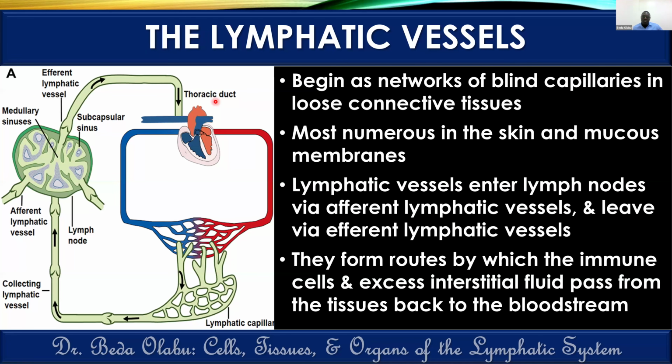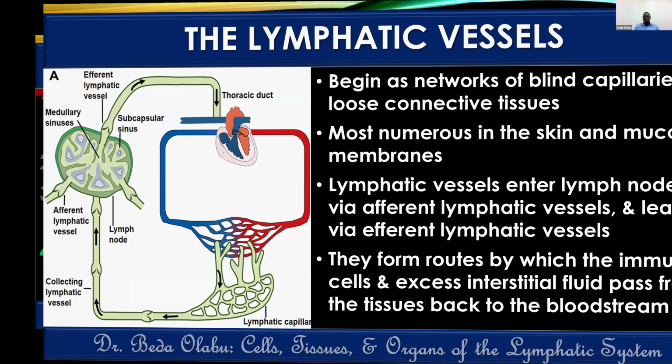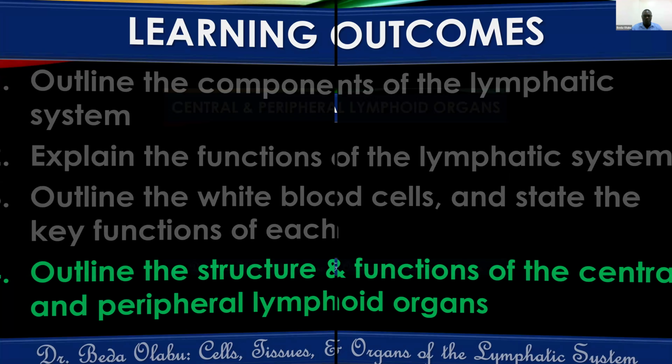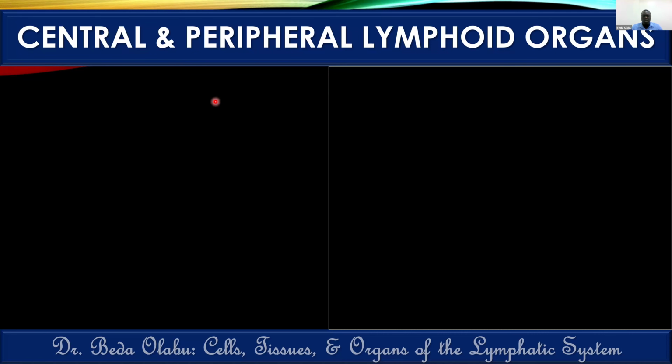Important to note is that lymphatic vessels form channels through which interstitial fluid can go back to the circulation, also through which the white blood cells which exited the blood vessels can also go back to the bloodstream. Of course, we've also mentioned that it's also an important channel for fat absorption in the intestines. So let's now look at the last part of this lecture, where we're going to talk about the structure and functions of the central and peripheral lymphoid organs. Maybe we don't know what is central and what's peripheral lymphoid organs. So let's start there.